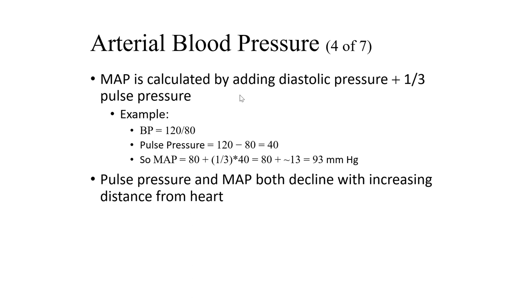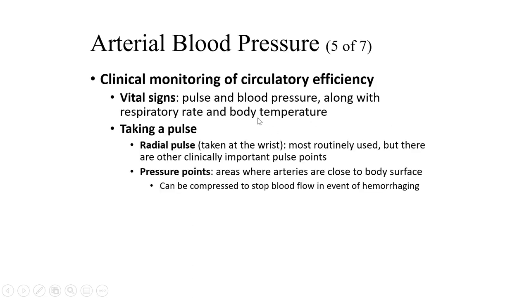a formula, and you can get your mean arterial pressure by just plugging in the diastolic pressure and the pulse pressure, and you divide it by 3. So pulse pressure and MAP both would decline with increasing distance from the heart. Just know that if this is going to be part of your next exam in the lecture, then you are going to be given, for instance, a hypothetical situation where you have to determine the mean arterial pressure using this formula here.